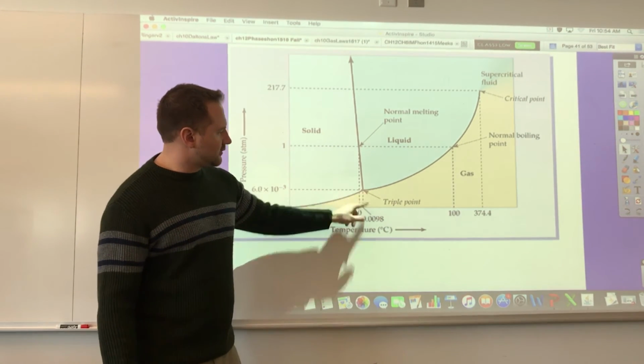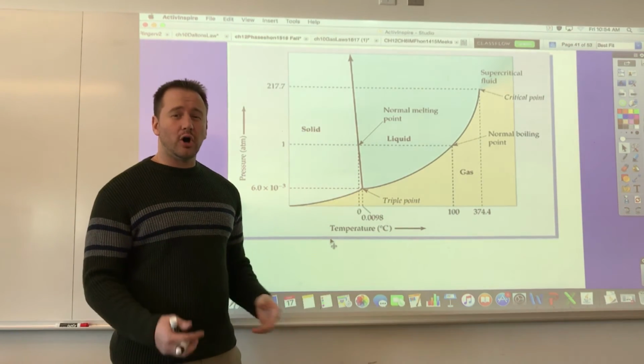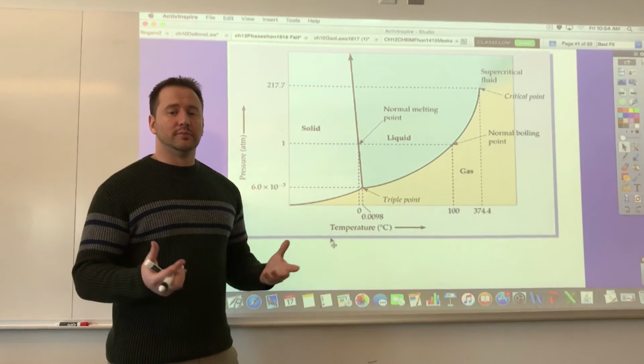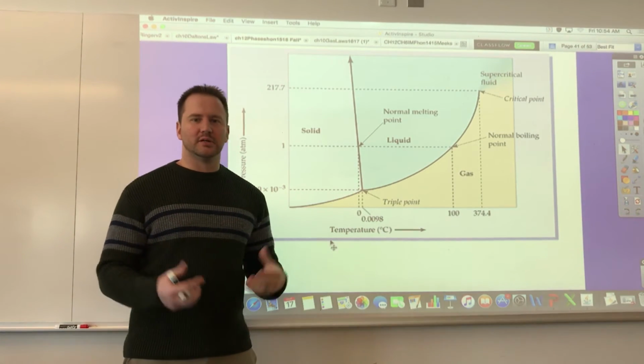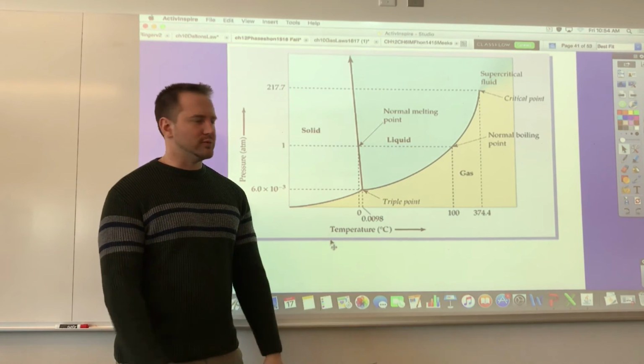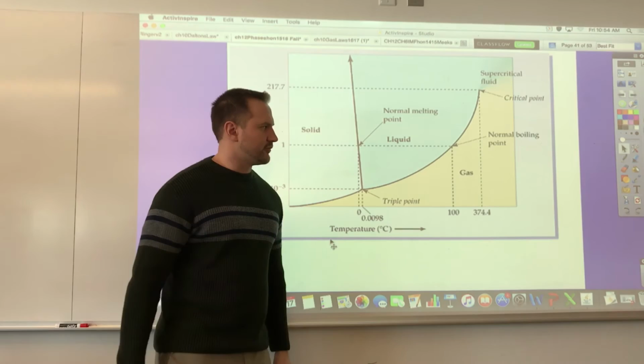And this point right here, the triple point, is the point at which the temperature and pressure conditions are such that all three phases of water would be in equilibrium at the same time. So you would have solid, liquid, and gas present in the sample all interchangeably and in equilibrium with each other, where it's going back and forth between all of the phases.